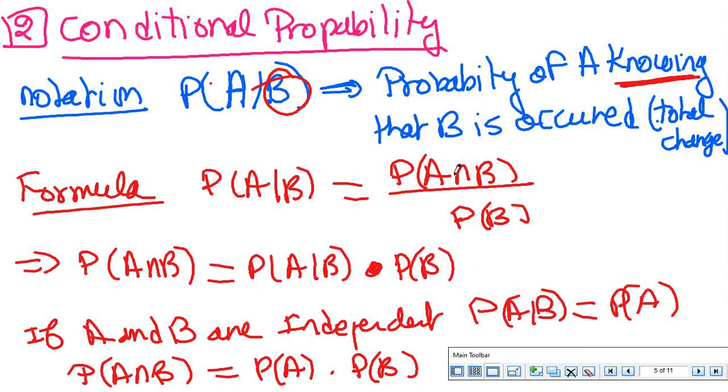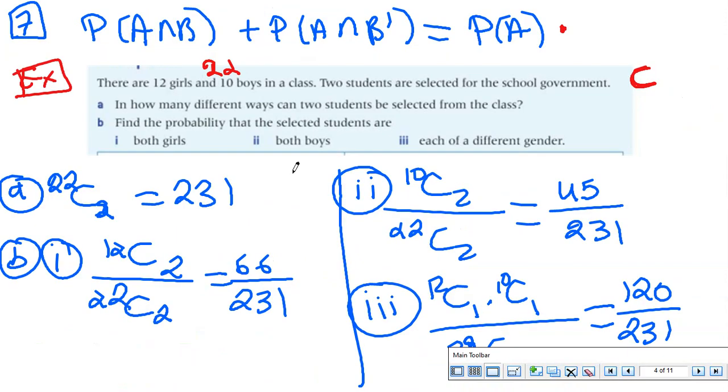Guys, when I say conditional probability, it means, let's say, knowing that the chosen student is a girl. So here I'm sure that I'm just working with the girls. I don't have any more. The total is no longer 22. The total now is 12. So the denominator is going to be C2 12. I will continue the question.